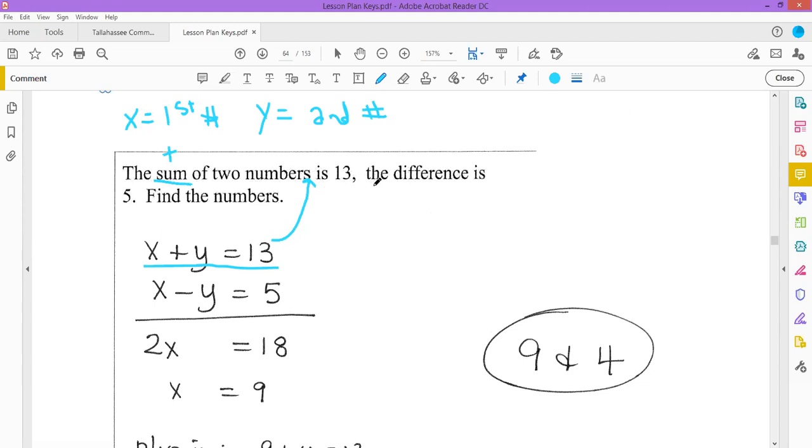Now the second statement says the difference. Difference means to subtract. The difference, and we're talking about those same numbers, x and y, is 5. So here's the second equation, x minus y. We take the difference between x and y, and it equals 5. This is the equation we get based on the second statement.